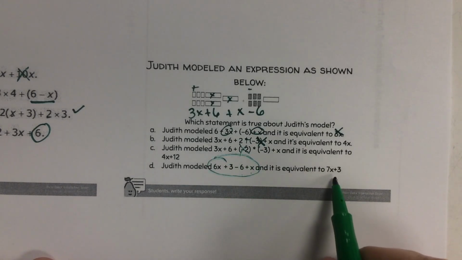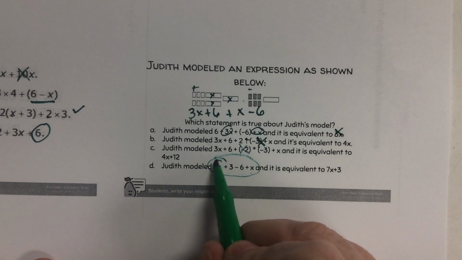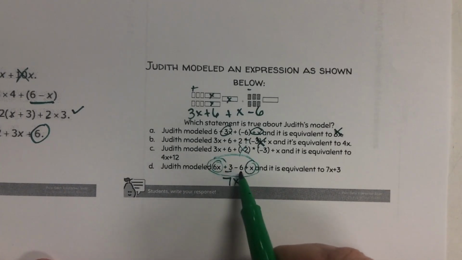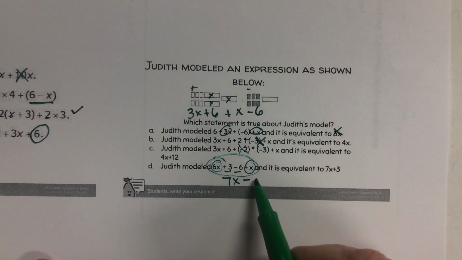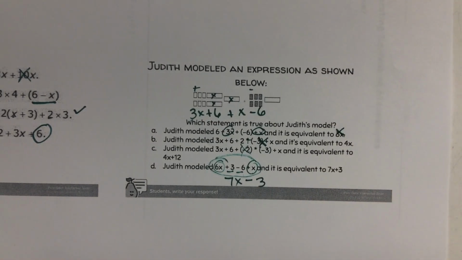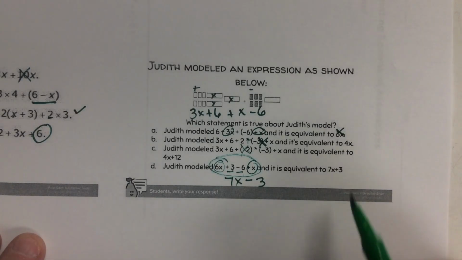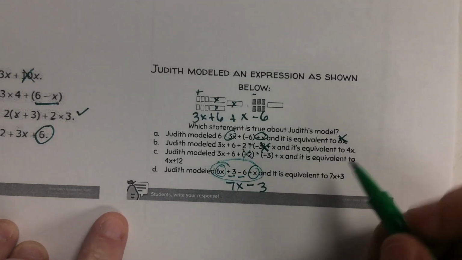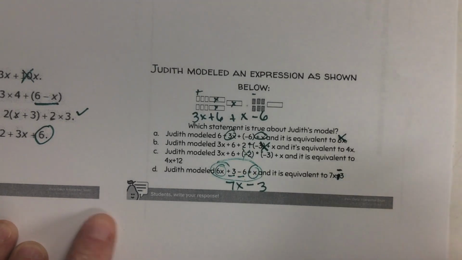Now, when I combine it, does it lead to this? 6x's plus 1 more x, that's 7x's. 3 minus 6 should be negative 3. Uh-oh, none of these are actually true. Very interesting. None of those are true. That's the closest one. So that one actually has a typo. I want to say this one should be minus 3. Okay?